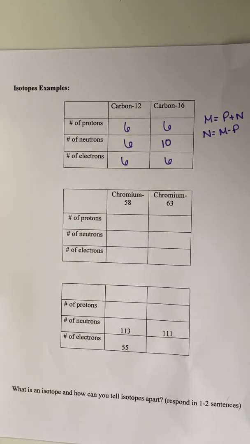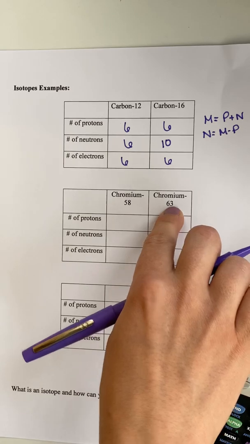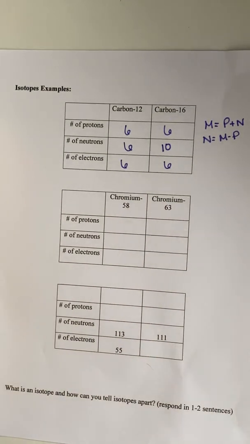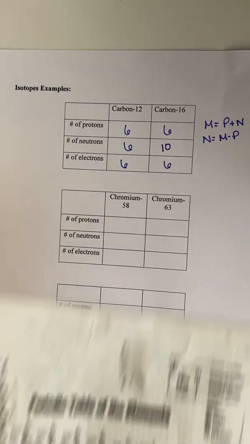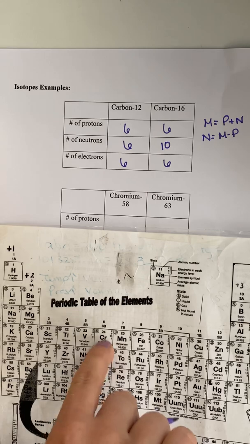All right, we're going to do the same thing for the next 2. Again, here, I just gave you the mass numbers, and you need to determine the protons, electrons, and neutrons. Again, you're going to need that periodic table. So let's find chromium. That is a transition metal. So let's find him. He's here.